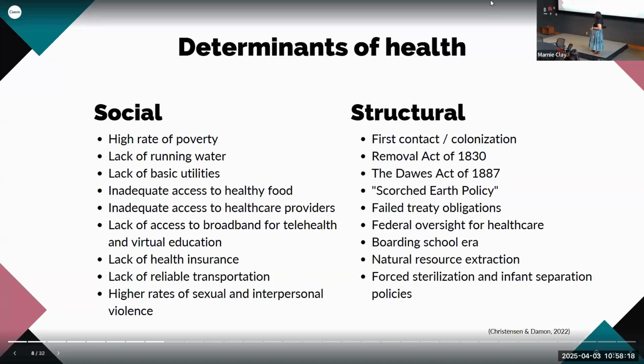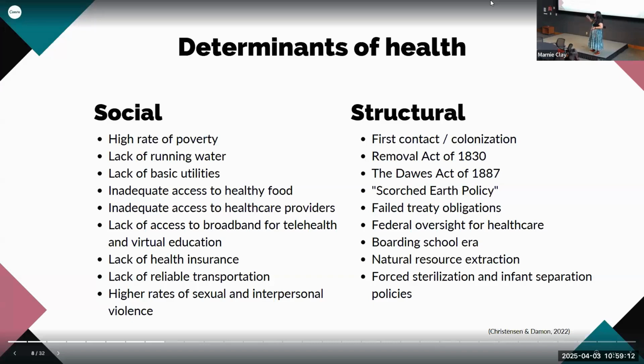And so when it comes to social determinants of health, we're looking at higher rates of poverty. We're looking at lack of running water, lack of basic utilities, inadequate access to healthy food, inadequate access to healthcare providers, lack of access to broadband for telehealth or virtual education, lack of health insurance. Sometimes there's a lack of reliable transportation, and then there's also higher rates of sexual and interpersonal violence, or higher rates of trauma. Native communities are two to three times more at risk for being diagnosed with PTSD, which I sometimes feel is falsely low because there's a lot of stigma about going in to get diagnosed. Yours truly has been diagnosed with PTSD, so that's how rampant it is.